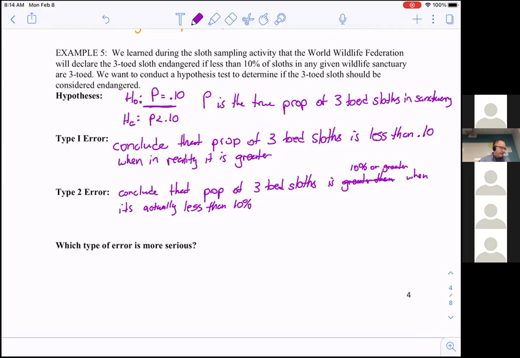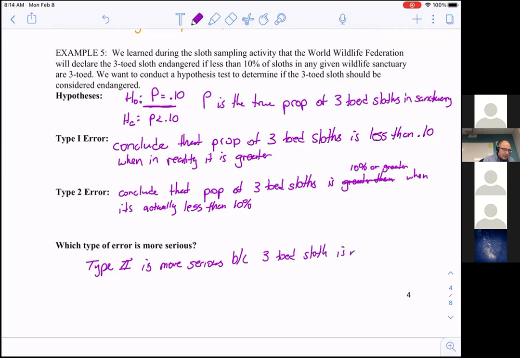Any takers? Type 2. Yeah. We'll say our type 2 error is more serious because the three-toed sloth is not on the endangered species list.